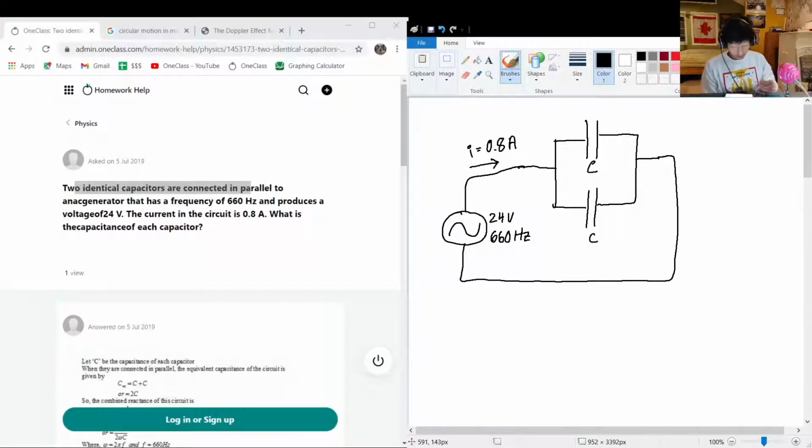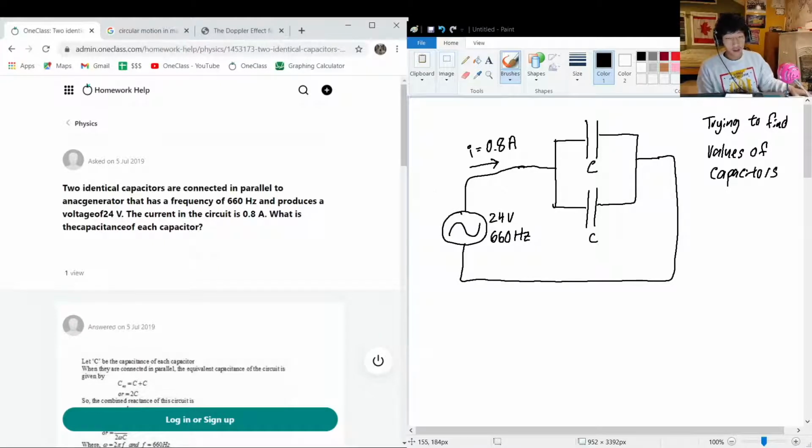Now we're trying to find the values of the capacitors. So this is a diagram of all the necessary information that we can extract from the question. Now we can make some simplifications to make our life a little bit easier. So here I've identified a situation. In this red circle we have parallel capacitors.